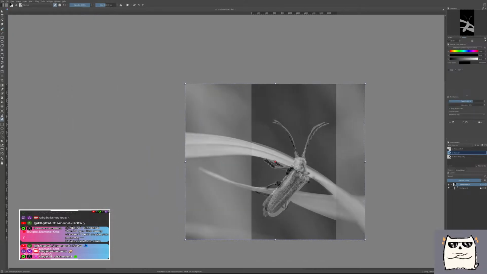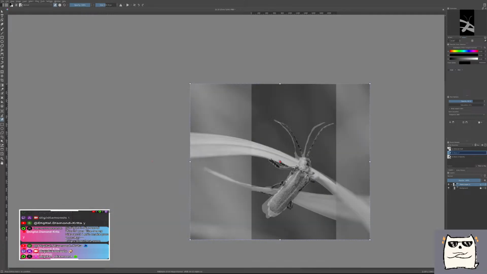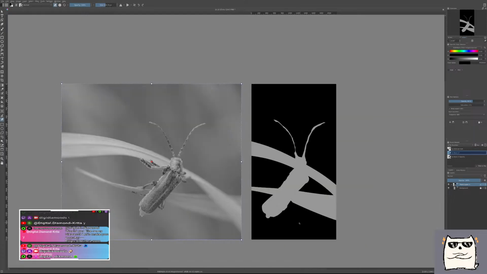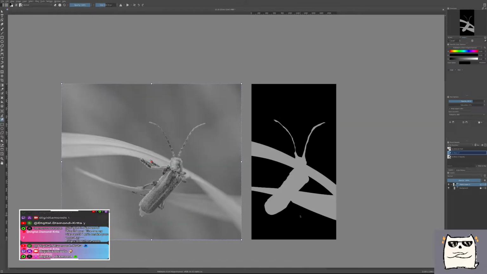Use the head as an anchor point. Right. Something like that. It needs to be... Clean that up a little bit. Something like that. Yeah. Okay.